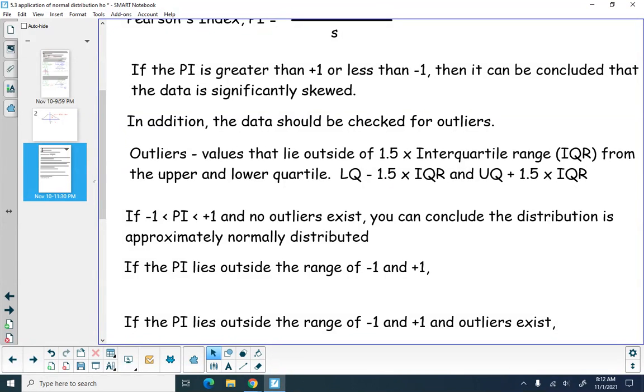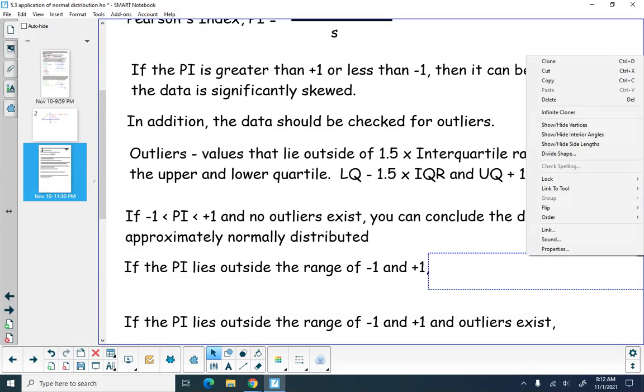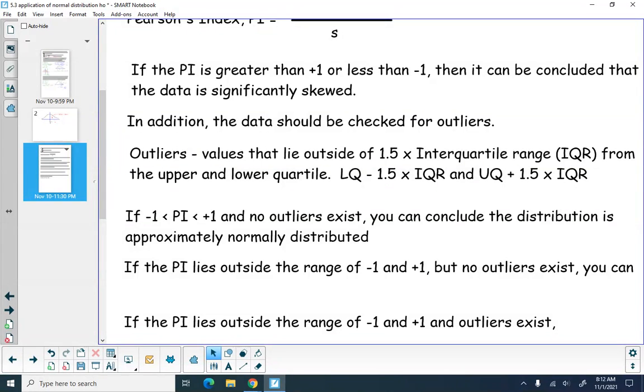If you lie outside the range of 1 and -1, but no outliers, you can say it's somewhat skewed. If you lie outside 1, -1, and outliers exist, you're going to get skewedness.